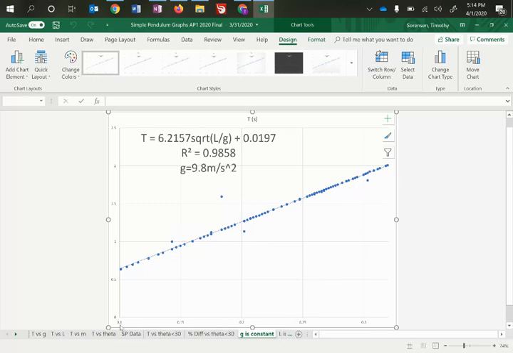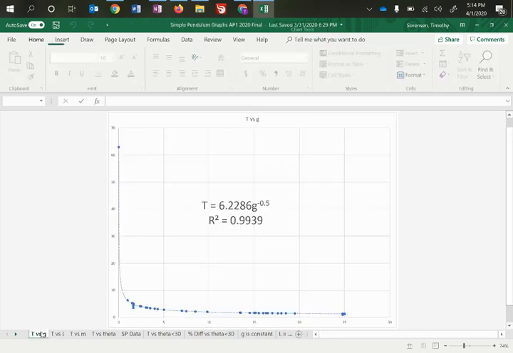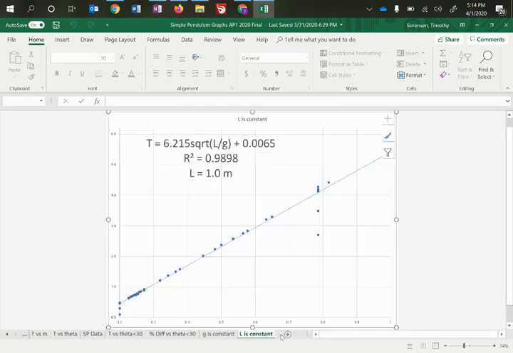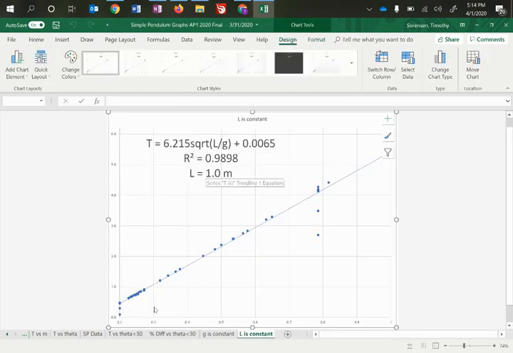Then I took the data where L is constant, which is this data here. We let little g vary. And so L is constant at 1 meter. Plug that in, and I got, again, using the equation that was suggested, square root of L over g would give us a linearized graph. And you'll notice that this out front is very darn close to 2 pi. And this right here, the intercept, is very darn close to 0. And the fit is really good in that linearized graph.